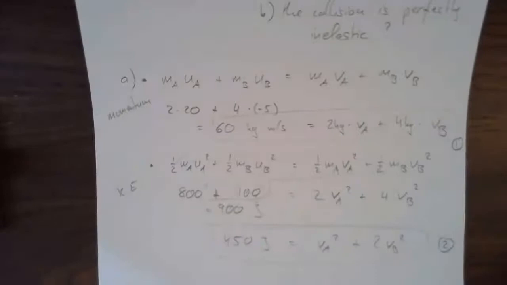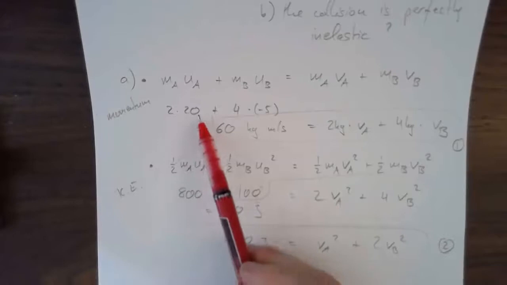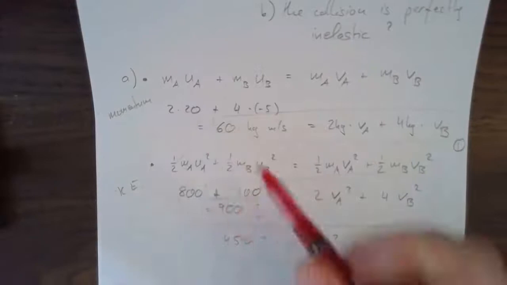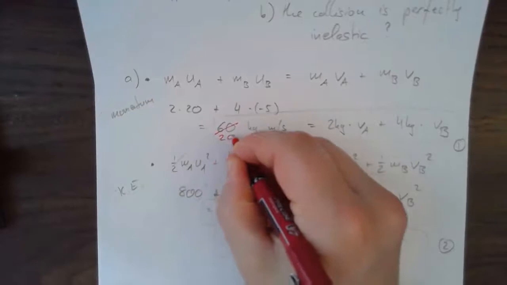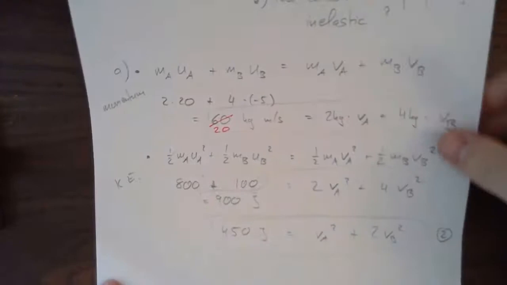2 times 20 plus 4 times minus 5. 2 times, I think I said like 80 minus 20 is 60. Well, 2 times 20 isn't 80. It's 40. So this one here should not have said 60. This one here should have said 20. 40 minus 20 is 20. Okay. Not good, is it? Okay, well, this one, I think, is correct. But if this one there is 20, let's see if we can fix it.